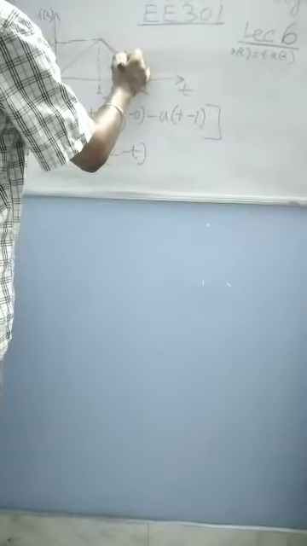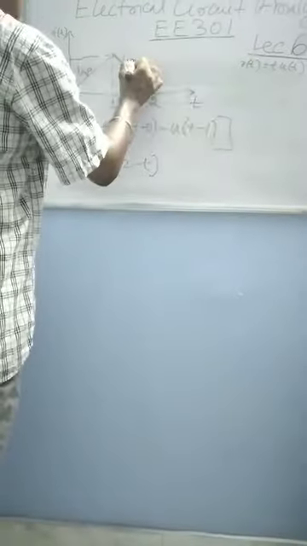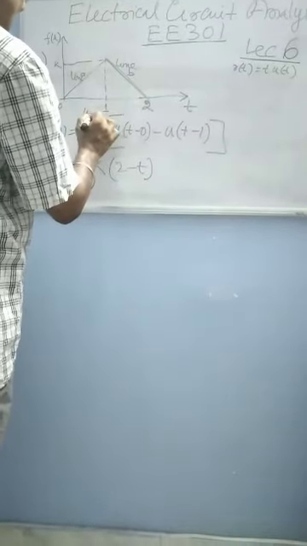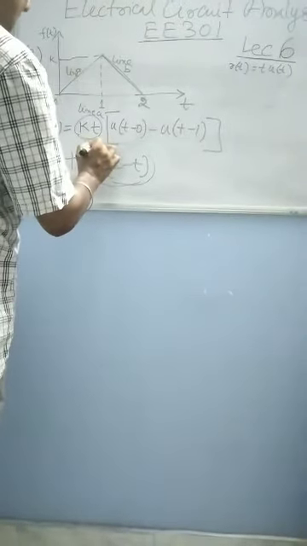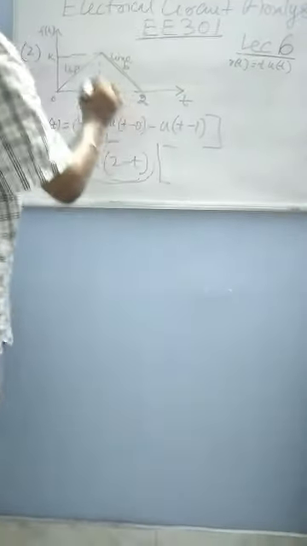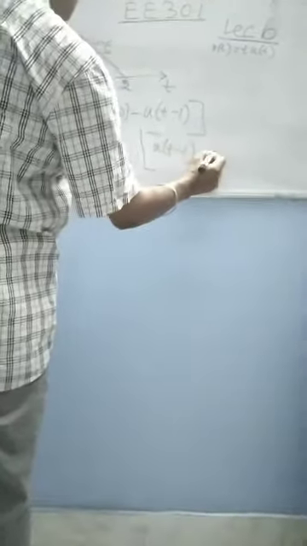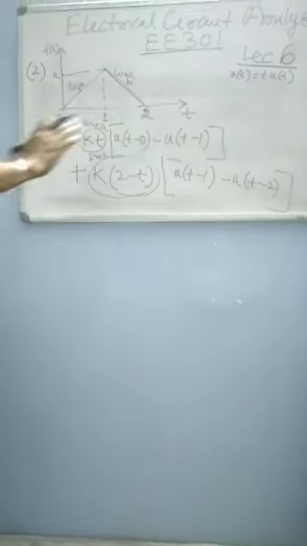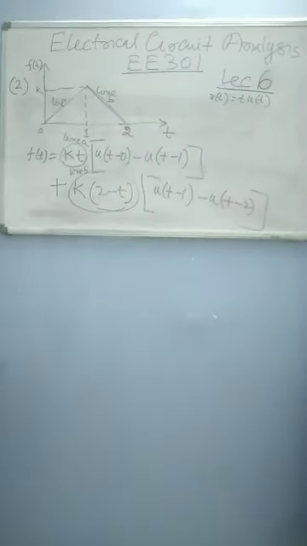So let it be line A, and this is line B, otherwise you will be forgetting, so that's why I am writing. This is the equation of line A, and this is the equation of line B. Then u t minus 1: it starts from u t minus 1 minus u t minus 2. Very simple. So this is the signal in terms of unit step function.